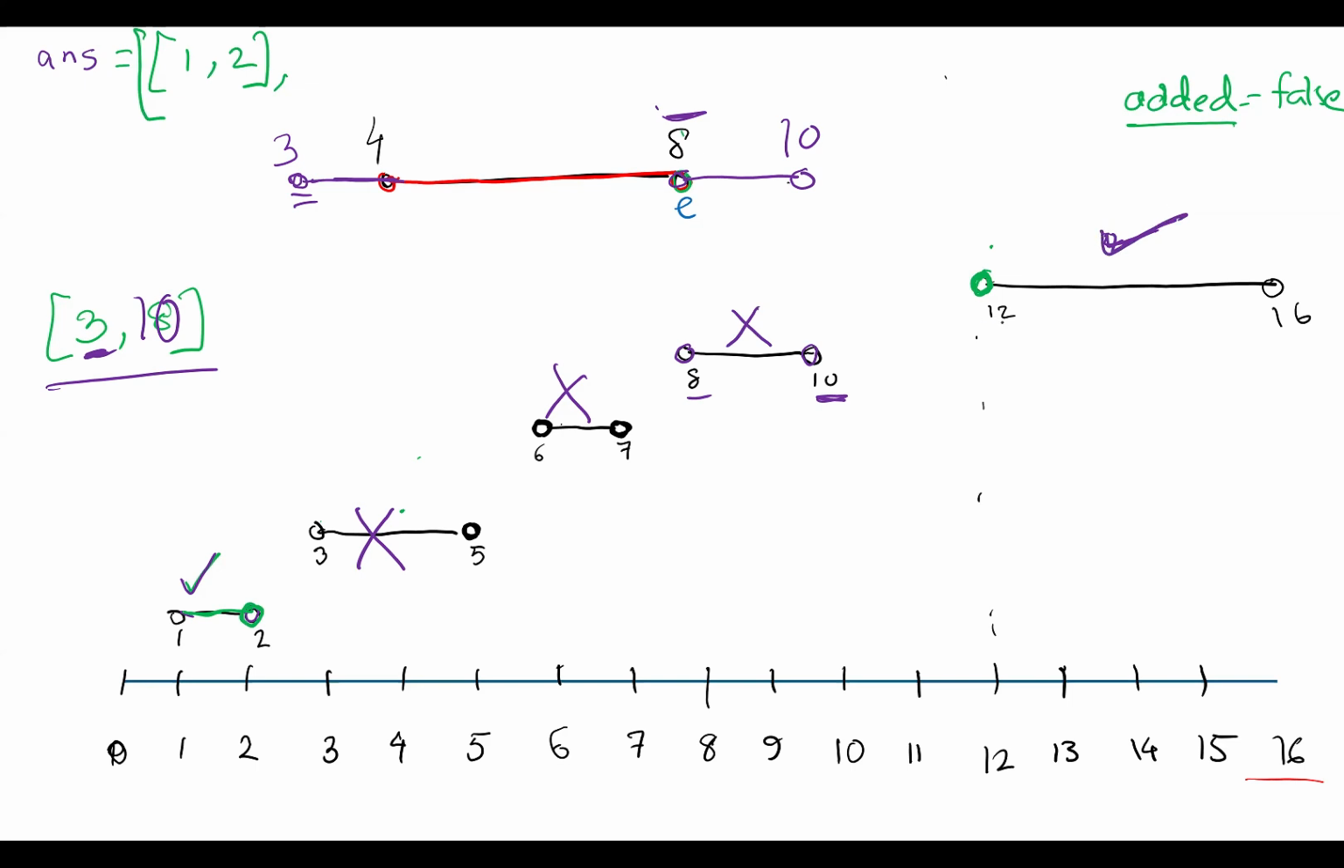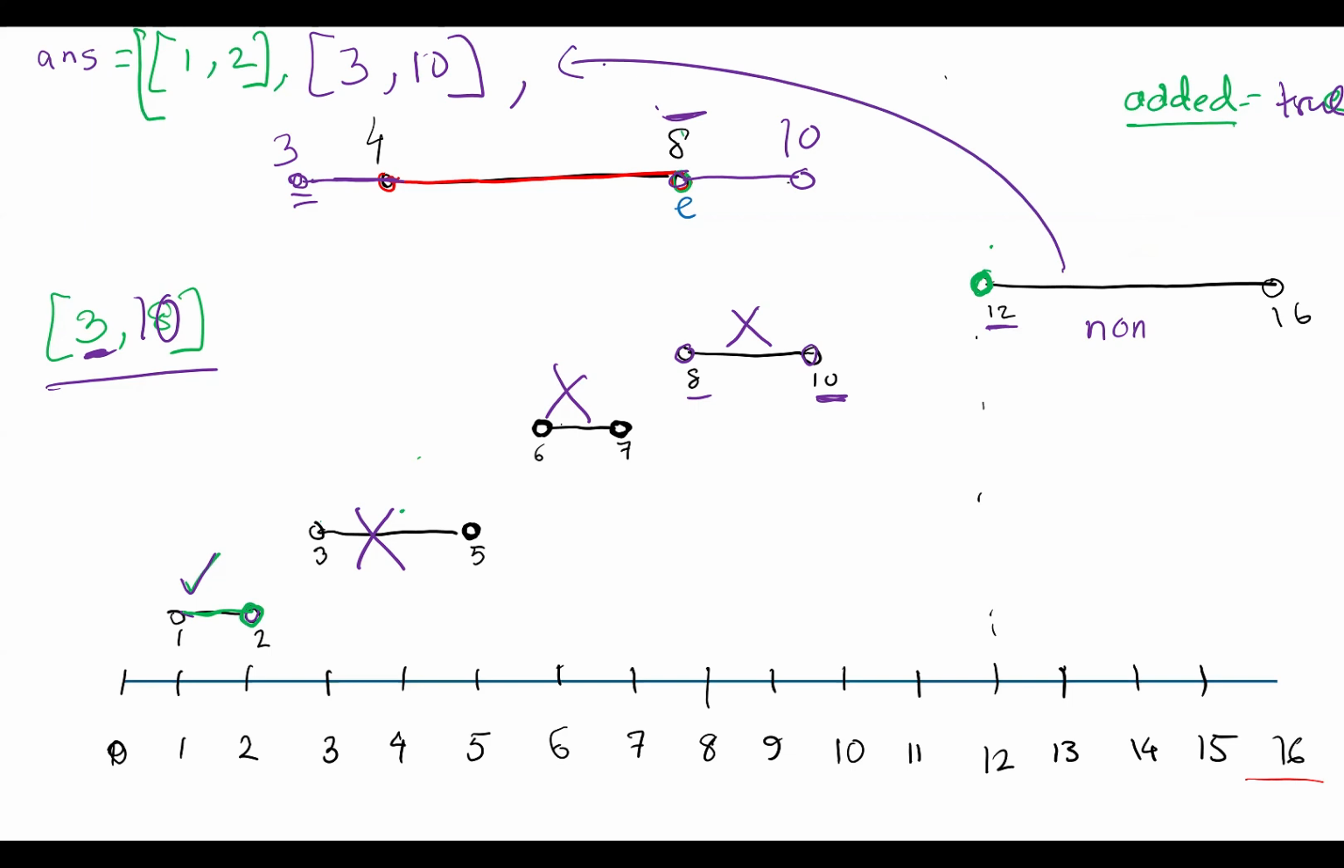Now you see that 12 is greater than 10, right? So that means this is not overlapping. So this is non-overlapping with the previous interval. So next what I do is I add this 3, 10 first, because this is not added. I set this to true. And then I add this. Okay, so I add this 12, 16.